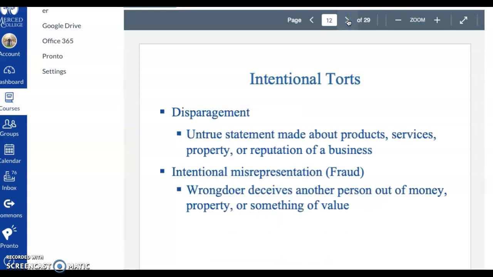Disparagement is an untrue statement made about a product, or fraud, which is intentional misrepresentation. So if you're trying to deceive someone out of something, money, property.